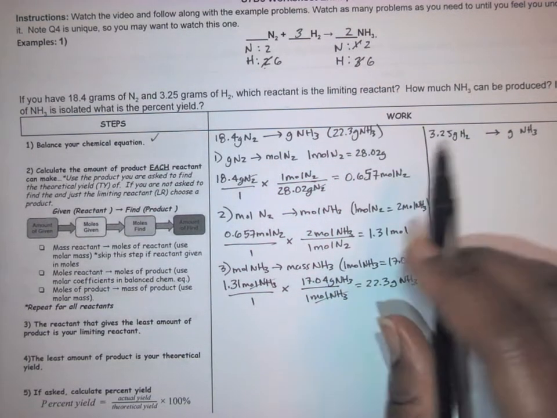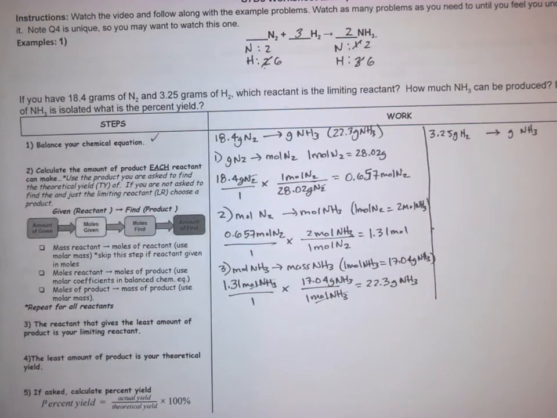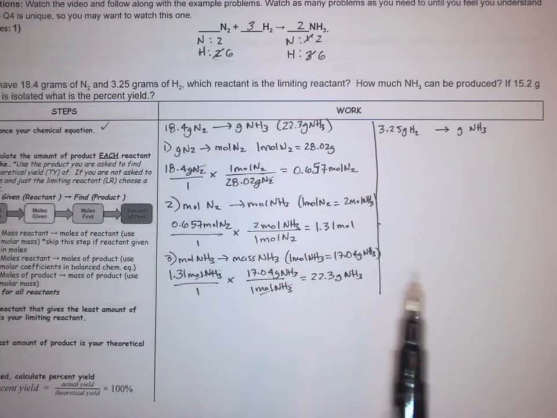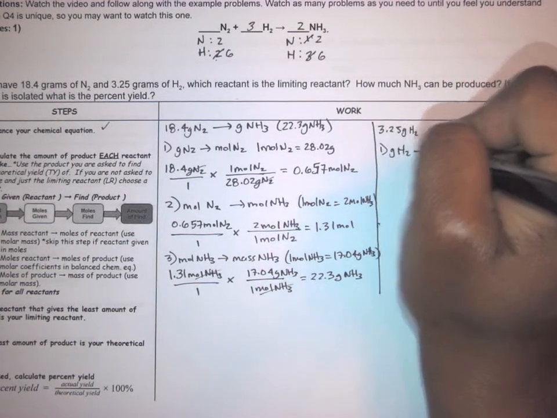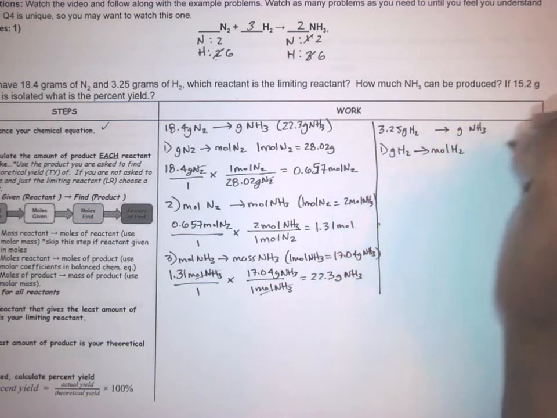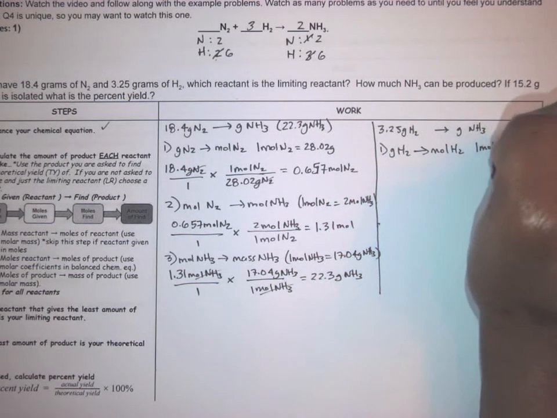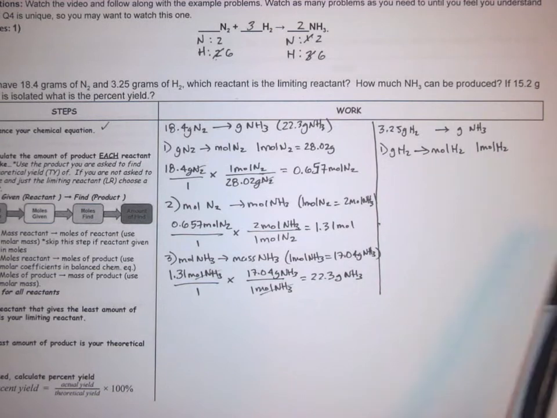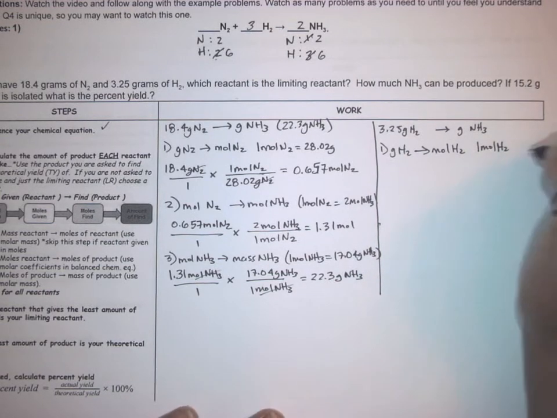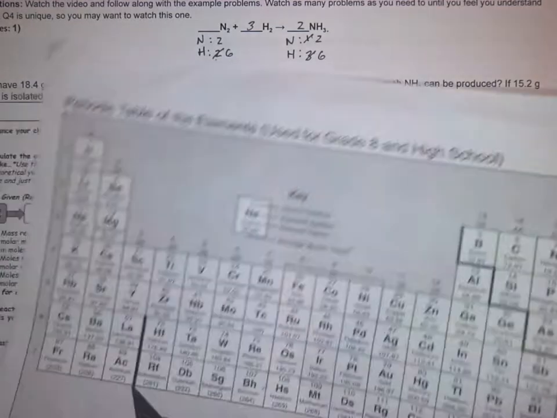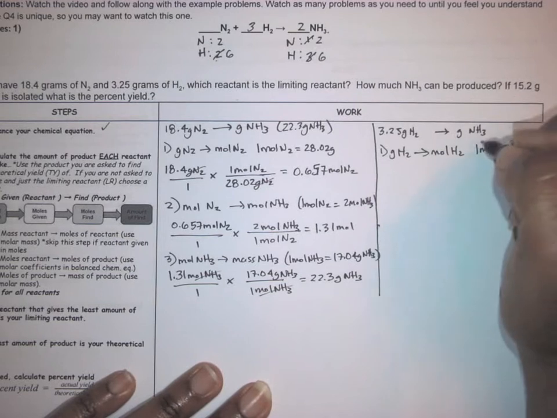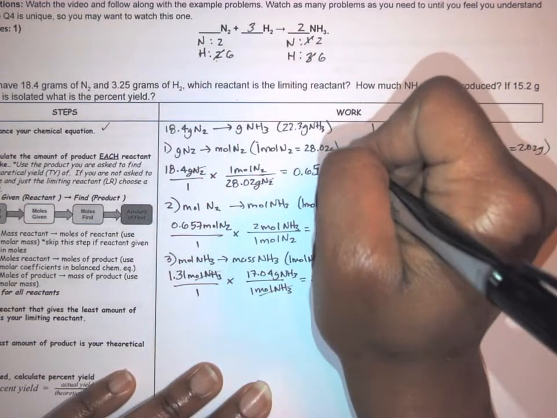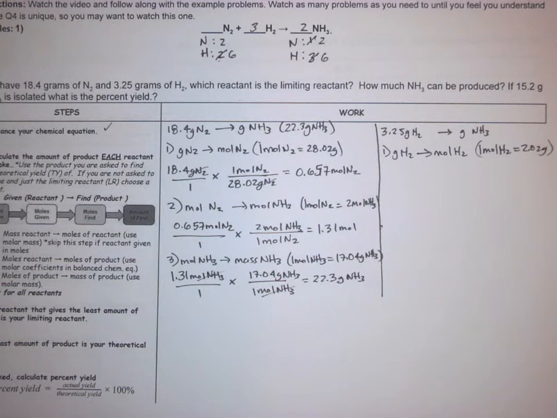Okay, now I'm going to do the same thing for H2 from the 3.25 grams of H2. Same process, but I'm starting with H2. So from grams of H2 to moles of H2. Whenever I do that, I need to use the molar mass, using the periodic table. So 1 mole of H2, its molar mass will be 2 times 1.01, so 2.02 grams. It's important to note, whenever you see mass and you're converting from moles to mass or mass to moles, periodic table. That's what you should be thinking about using.